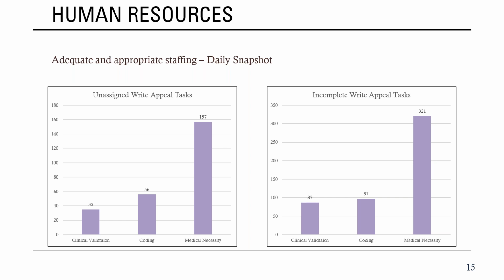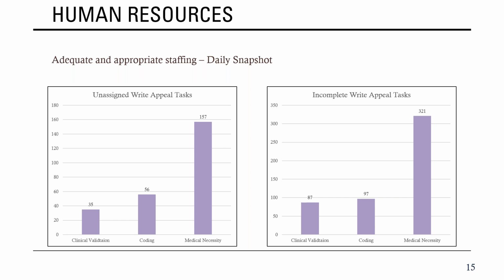So the left one is showing us the appeal tasks that we have in our queues. This is how many appeal tasks are ready to be assigned out to our appeal writers. So we have 35 clinical validation, 56 coding, and 157 medical necessity that need to be assigned out to a writer. On the right-hand side, for today, we have 321 already assigned out to our appeal writers for medical necessity. We have 100 assigned out to our coders, 87 assigned out to our clinical validation folks. And I see I have a misspelling on validation. Sorry about that.